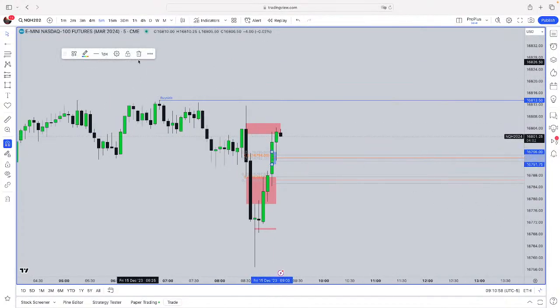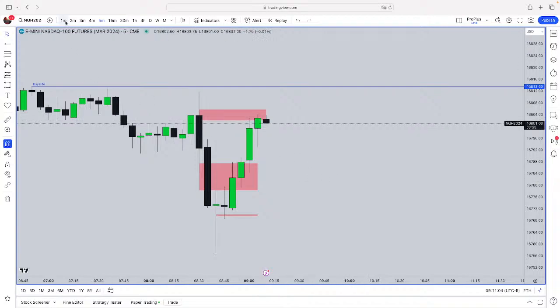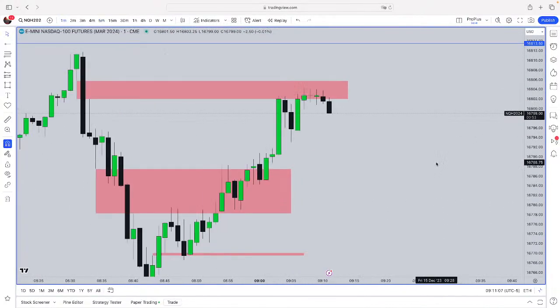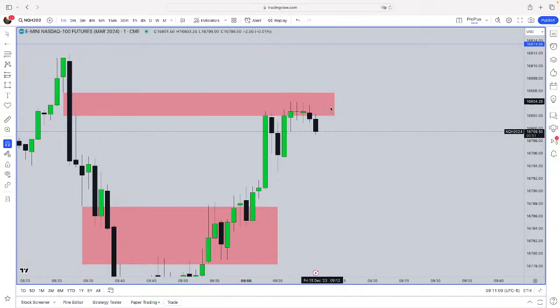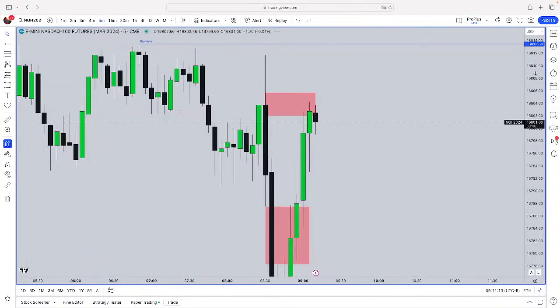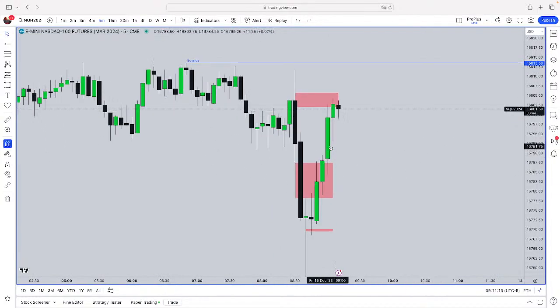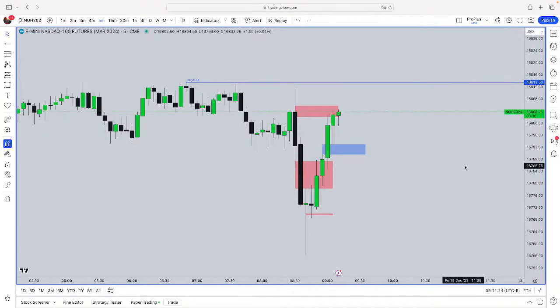So I'm just going to delete this and delete that just to make it neater, because I always like to keep my charts quite neat. So it is struggling at the moment to get past here. But if we are looking at the 5 minute, there is now this inefficiency here. So don't be scared if it does want to pull back down here.